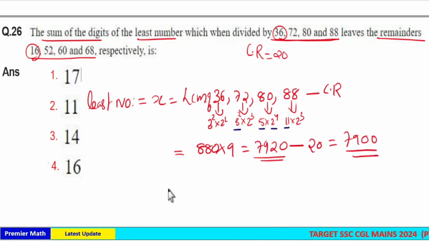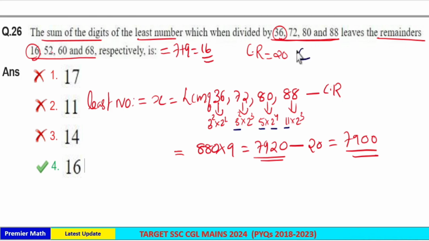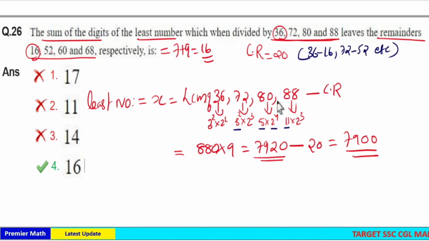Now if you take the sum of digits is equal to 7 plus 9, 16. Option 4 is your answer. Here common remainder means 36 minus 16, 72 minus 52, etc. Here when you divide the 7900 with 36, 72 and 80, you will get remainders as 16, 52, 60, etc.